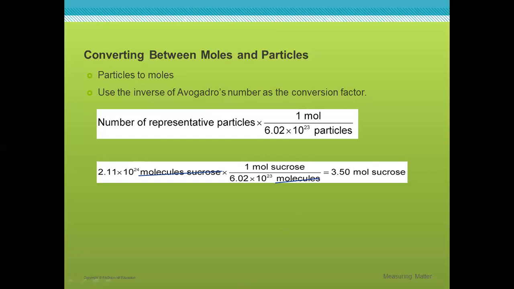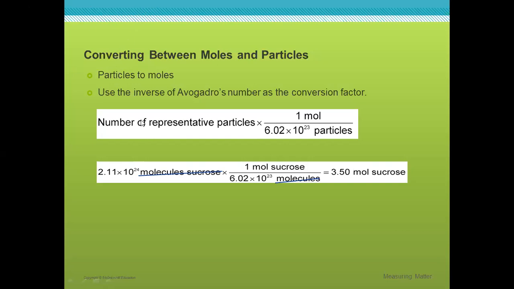So particles to moles. How can we convert particles to moles? It's vice versa. Number of representative particles equals 1 mole divided by Avogadro's number. Imagine it's the opposite of number of moles. When we get number of molecules, it will equal number of moles times Avogadro's number. But how can we get number of moles? Number of moles equals number of molecules divided by Avogadro's number.